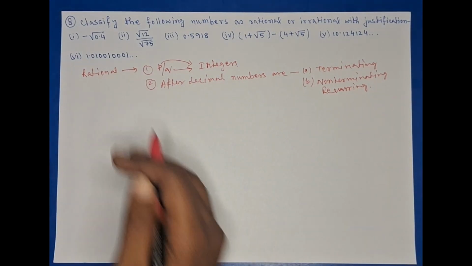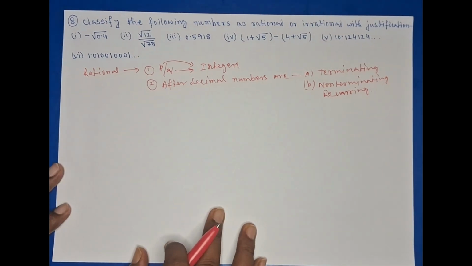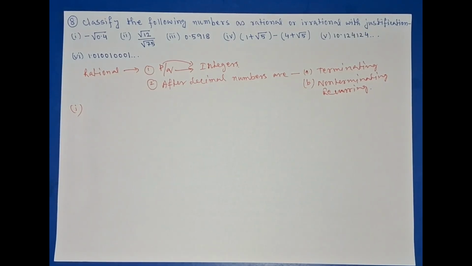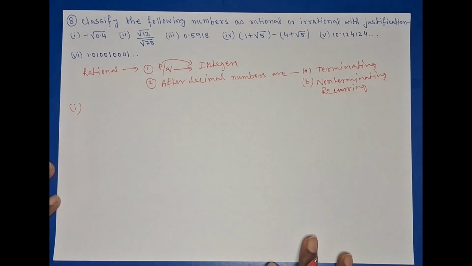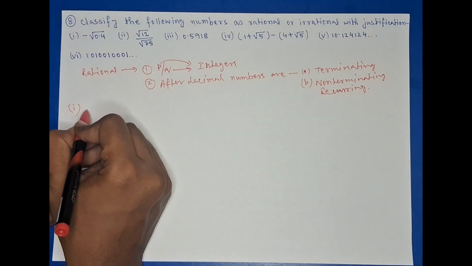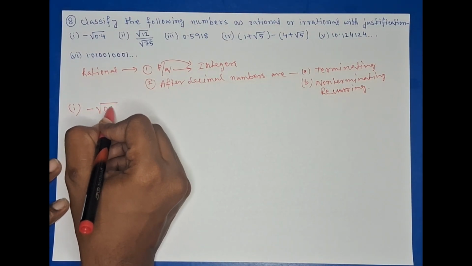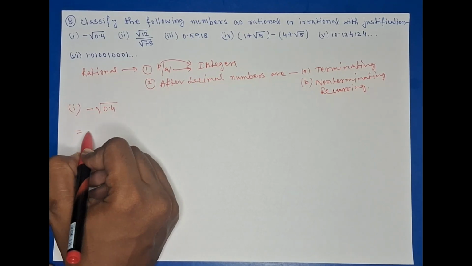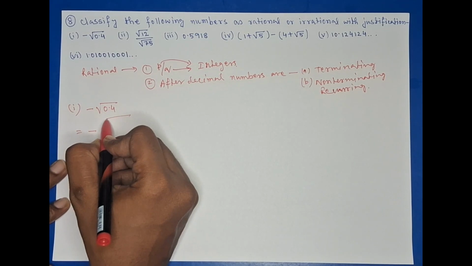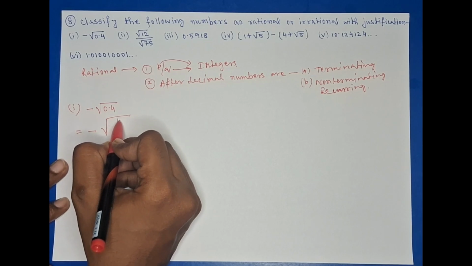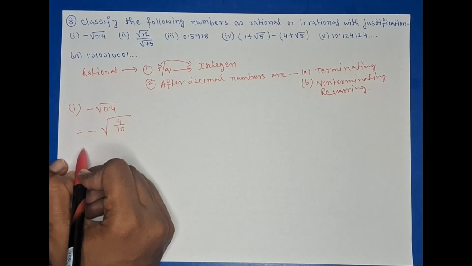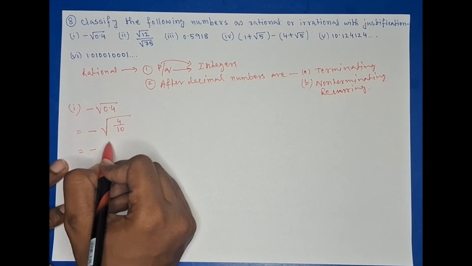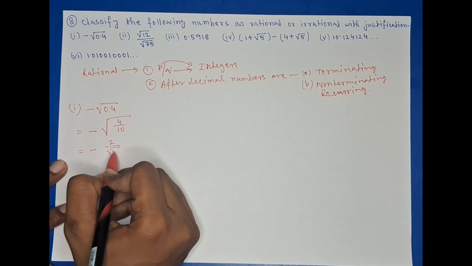Non-terminating, recurring. The opposite is an irrational number. Okay, so let us see the first one. The first one is minus square root of 0.4. Let us break it. Minus square root of, we can write 0.4 as 4 by 10. Let us take it out. The square root of 4 means 2 by square root of 10.